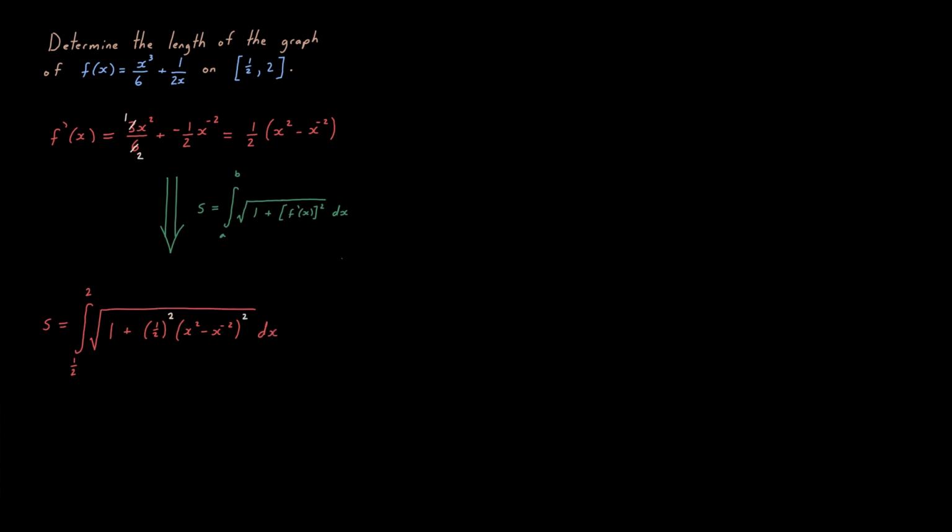So let's see, I'm going to square the derivative, so same thing as squaring the 1/2 and multiplying by the square of x squared minus x to the negative 1/2. So there we go. I can pull out a 1/4. That middle term, 2x to the 0, is just 2.